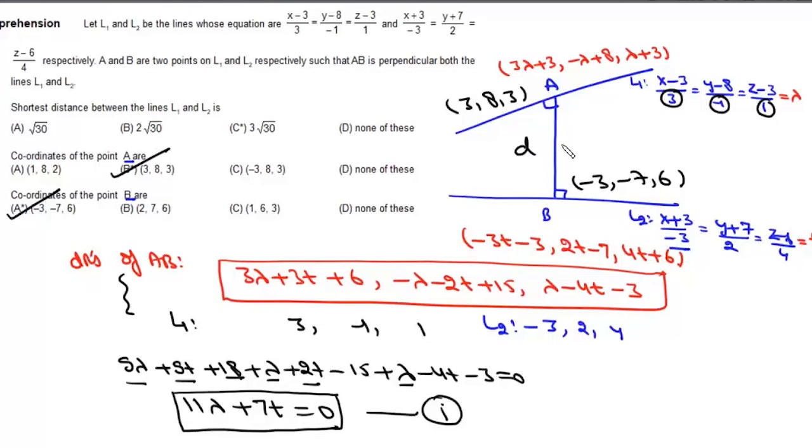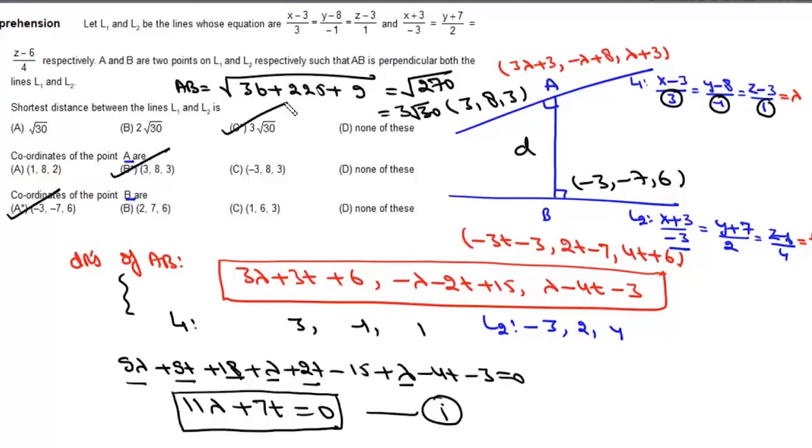Now if we use distance formula, then AB will be given by under root of, now this is 6 square, 36, plus, now this is 8 plus 7, 15, 15 square is 225, and plus, now this is 3 square is 9. So it will be under root of 270, which is 3 root 30, and that's your option C.